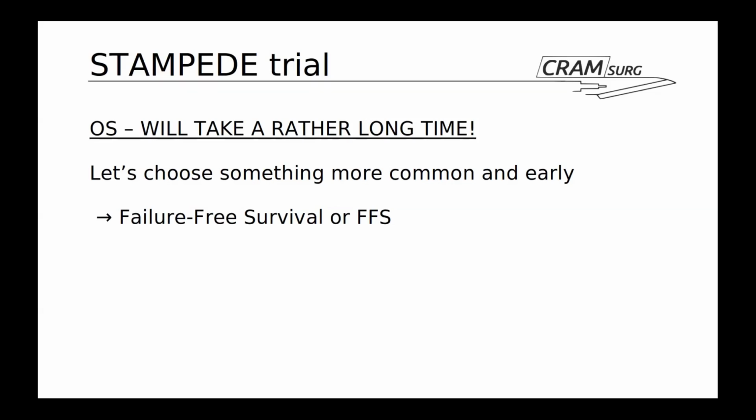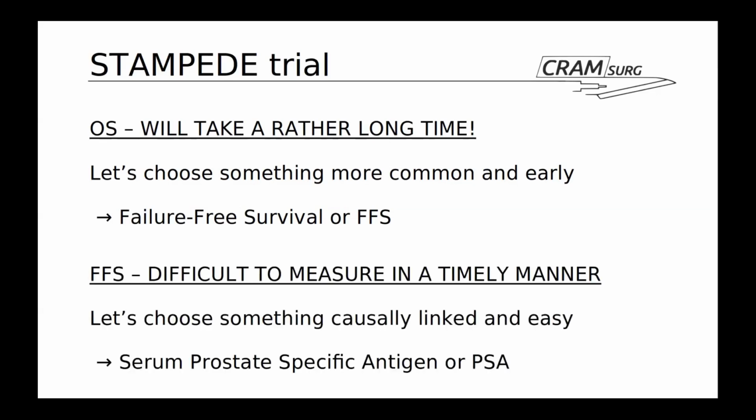But it's still very hard to actually obtain a universal definition of failure-free survival. It is very difficult to measure in a timely manner when you are following patients up. So the authors decided to choose something that is causally linked and very easy to measure. And in this case, PSA is the simplest possible one. If you have prostate cancer that is metastatic and you are being followed up for a number of years and your PSA starts rising despite you being on treatment, well, it's probably because your treatment is starting to fail. It is an assumption, but it is possible.